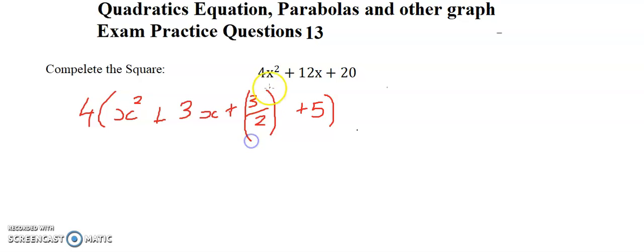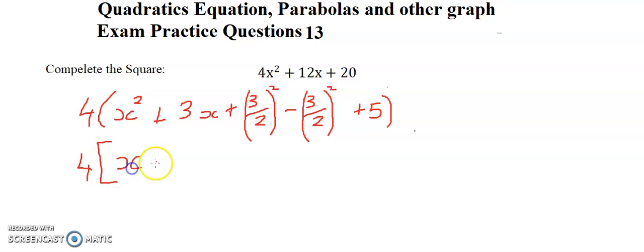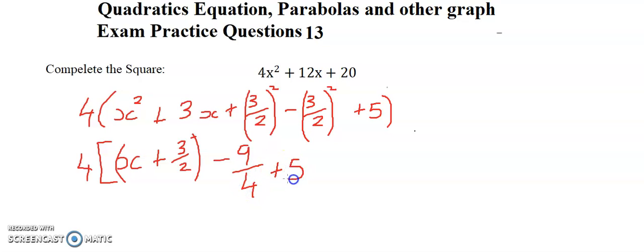So I'm going to add 3 over 2 squared, and so I'm not changing the equation, I also need to do the opposite of that, which is take away. Now that I've done that, I can complete the square. That means it's going to be x plus 3 over 2 in brackets, but I'm still left with my negative 3 over 2 squared. So 3 squared is 9, and 2 squared is 4, plus 5, in the big outer brackets.